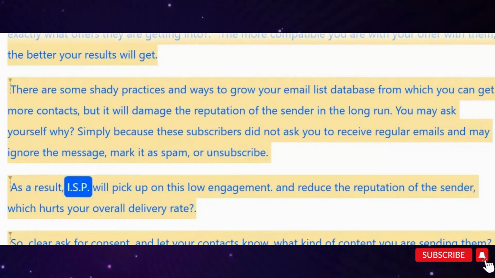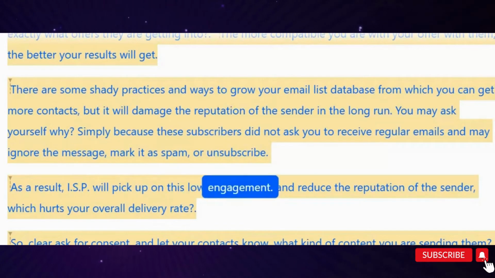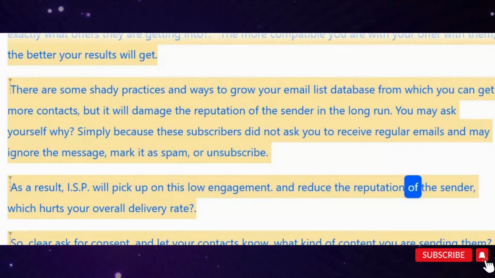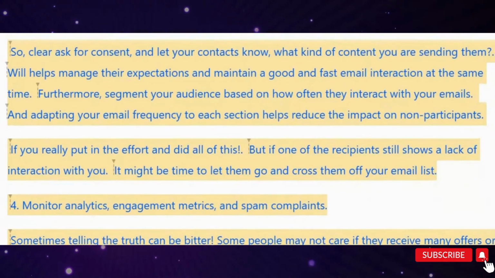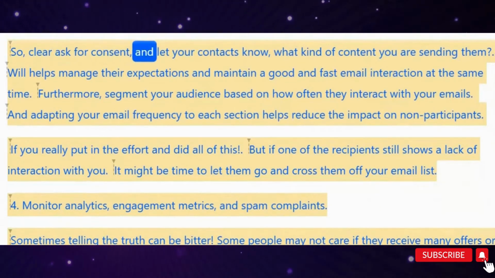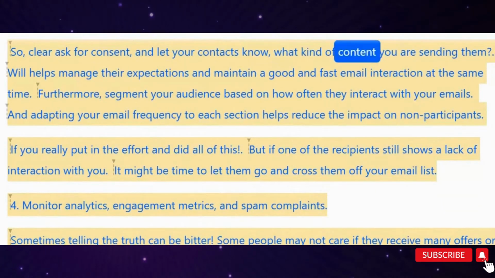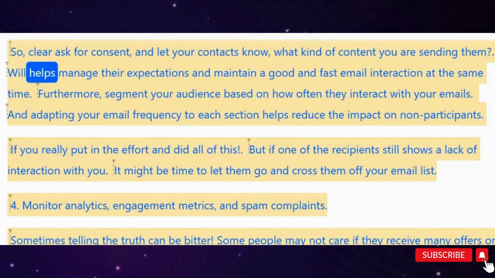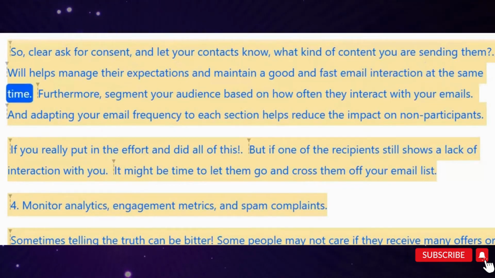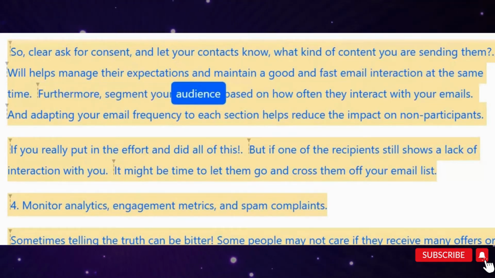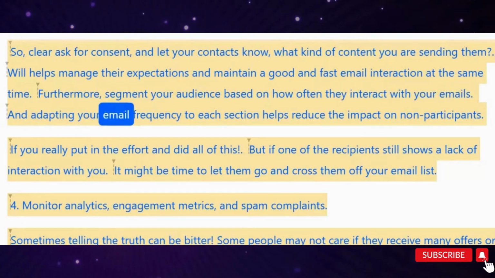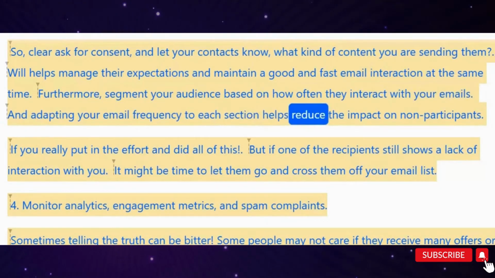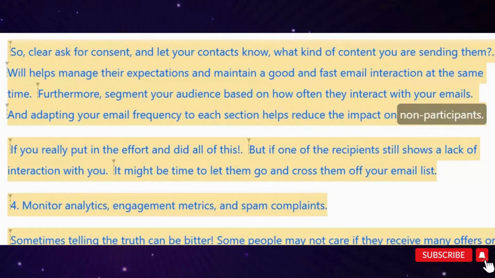As a result, ISPs will pick up on this low engagement and reduce the reputation of the sender, which hurts your overall delivery rate. So, clearly ask for consent and let your contacts know what kind of content you are sending them. This helps manage their expectations and maintain a good and fast email interaction at the same time. Furthermore, segment your audience based on how often they interact with your emails, and adapting your email frequency to each segment helps reduce the impact on non-participants.